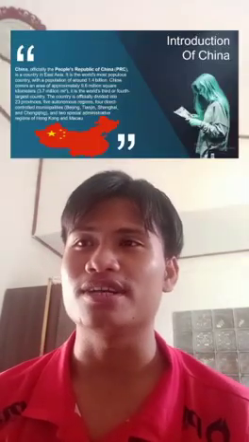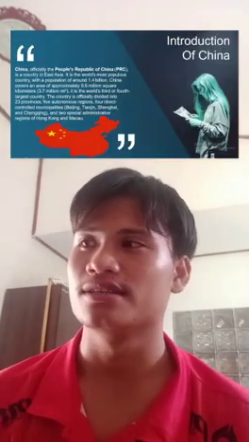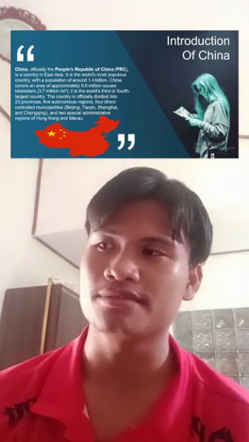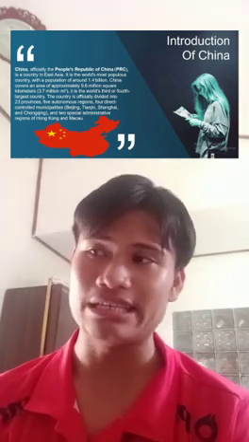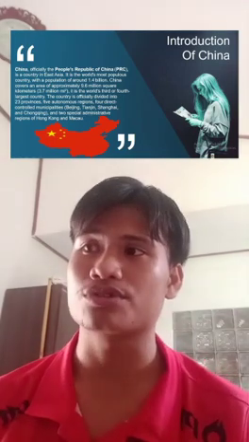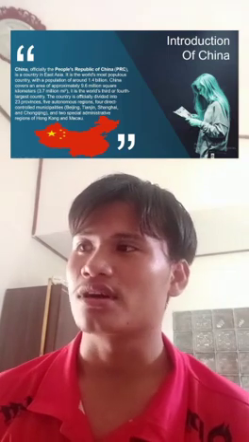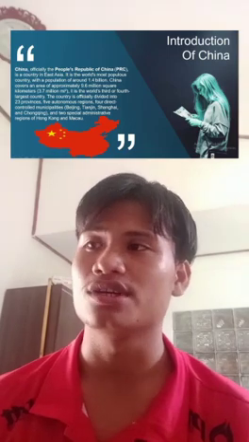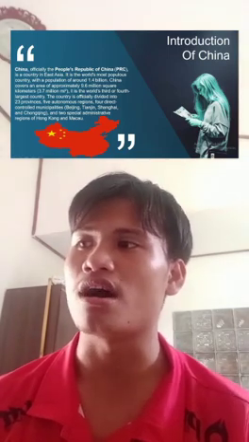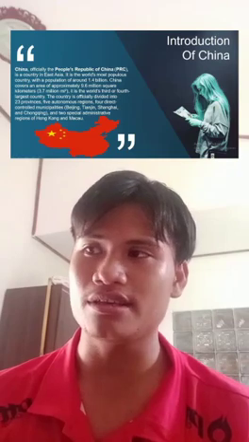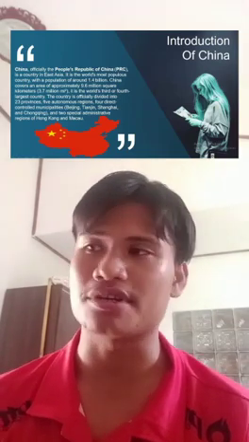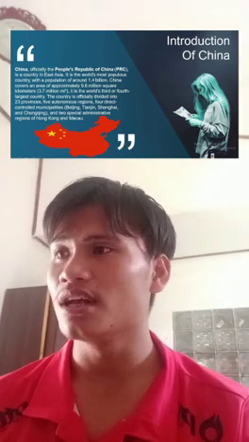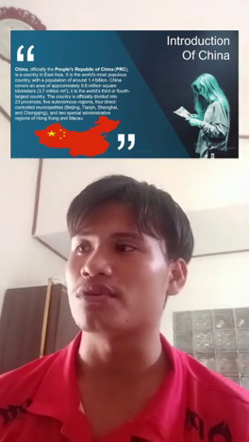Okay, for the introduction of China. China is officially the People's Republic of China. It's a country in East Asia and the world's most populous country, with a population of around 1.4 billion. China covers an area of approximately 9.6 million square kilometers, and it is the world's third or fourth largest country.